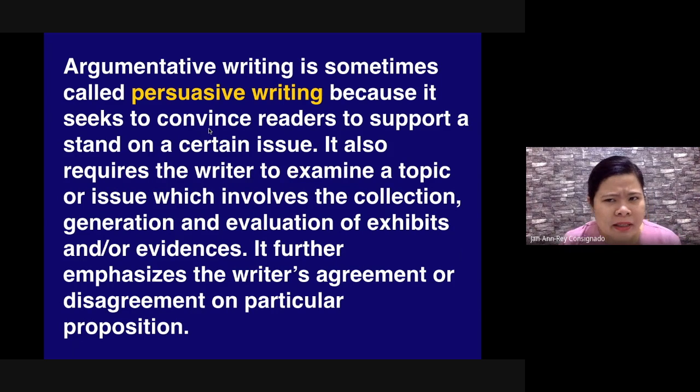Argumentative writing is sometimes called persuasive writing. Once again, argumentative writing is sometimes called what? Very good. It's persuasive writing. Why? Because it seeks to convince readers to support a stand on a certain issue. It also requires the writer to examine a topic or issue which involves the collection, generation, and evaluation of exhibits and or evidences. It further emphasizes the writer's agreement or disagreement on particular proposition.